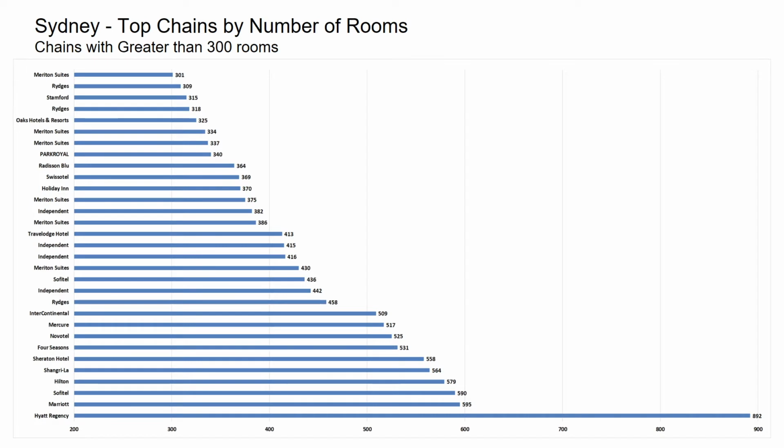In this slide, we filtered the chains with greater than 300 rooms. From the graph, we can see that there are more than 30 properties, and most of them are from Marathon Suites. Some of them are under independent right now because they were originally affiliated.